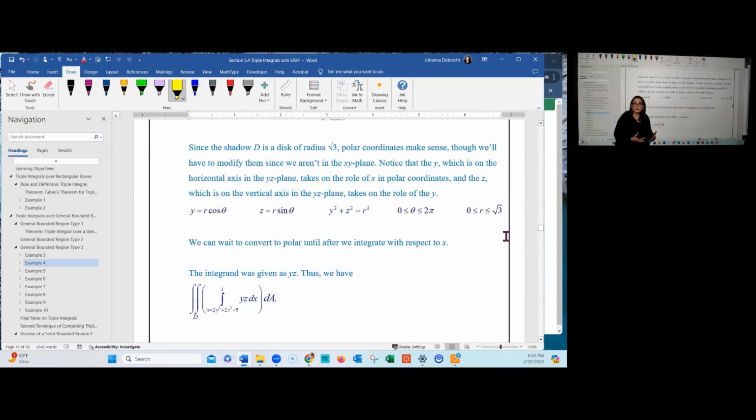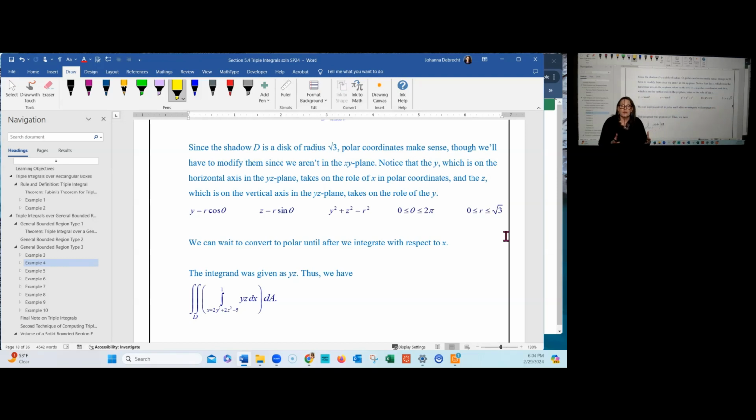If we're going to do polar coordinates, though, normally we're in the xy plane, so x is r cosine theta, y is r sine theta, and r squared is x squared plus y squared. But we're not in the xy plane, we're in the YZ plane. In the YZ plane, z takes the place of y, and y takes the place of x. So y becomes r cosine theta, z becomes r sine theta, and y squared plus z squared equals r squared. We know we want to go all the way around the paraboloid, so theta goes from 0 to 2 pi, and r goes from 0 to the square root of 3.